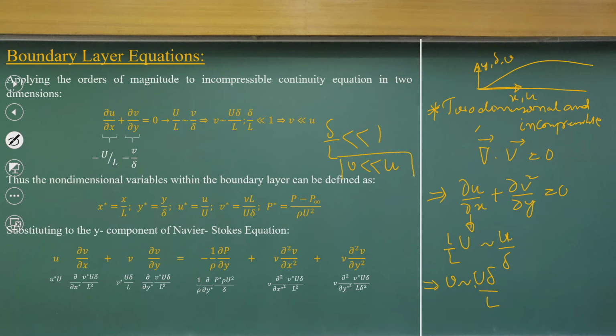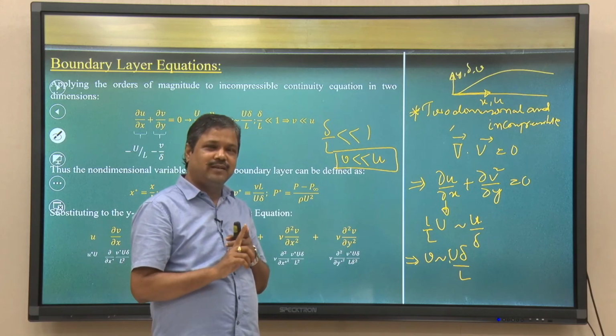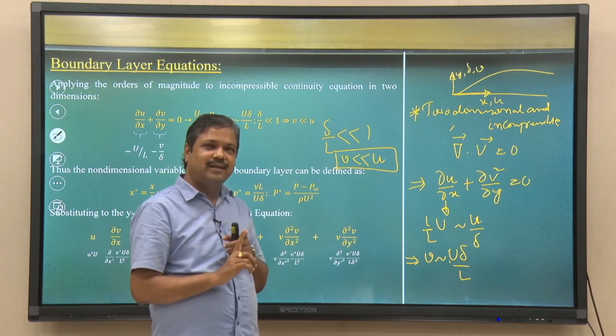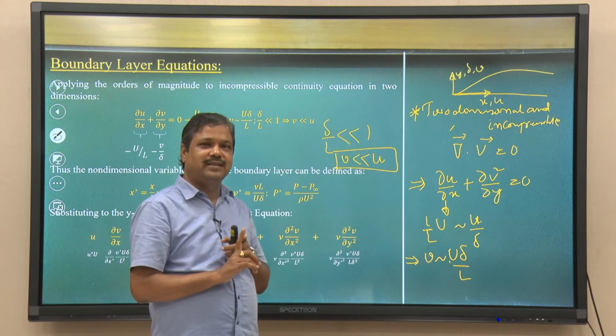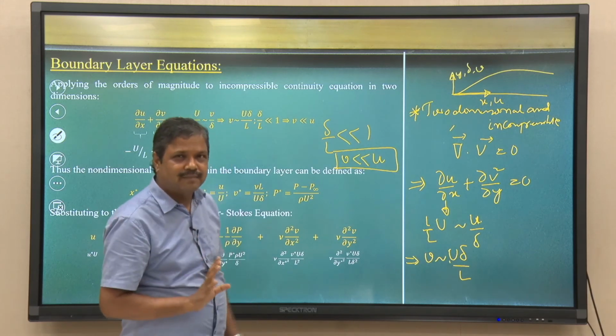This is just an order analysis to know that the velocity component perpendicular to the boundary layer formation, in the y direction, will be much less than the velocity in the x direction.